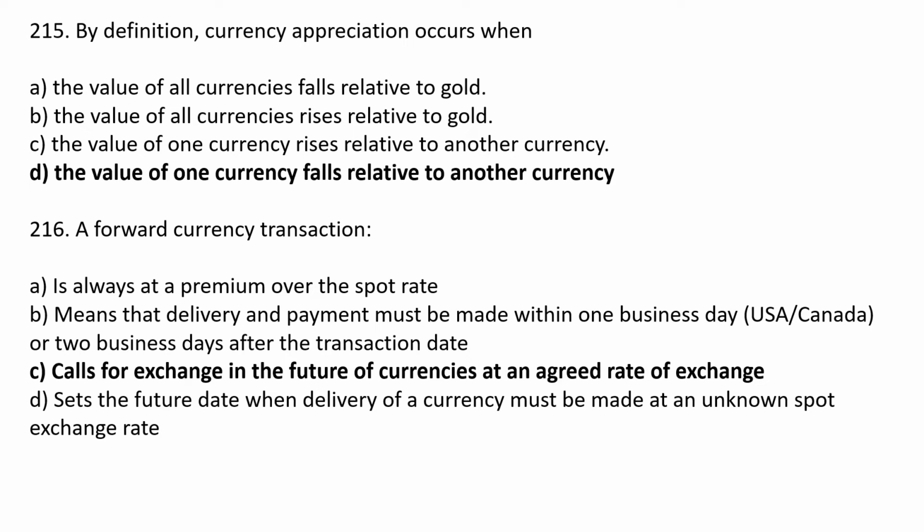A forward currency transaction is always at a premium over the spot rate, meaning that delivery and payment must be made within 1 business day or 2 business days after the transaction date. Option C, calls for exchange in the future of currency at an agreed rate of exchange. Option D, sets the future date when delivery of the currency must be made at an unknown spot exchange rate. The correct answer is option C, calls for exchange in the future of currency at an agreed rate of exchange.